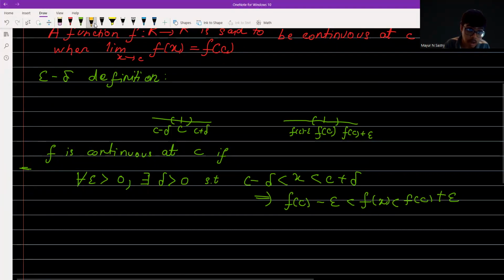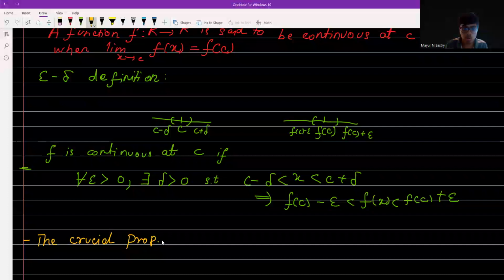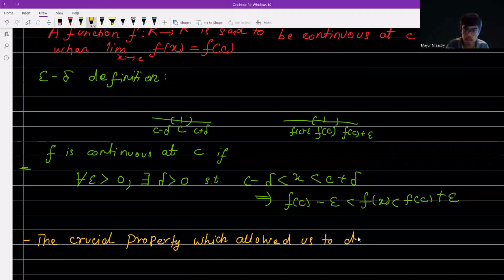So let me just write down that the crucial property which allowed us to define continuity is distance.